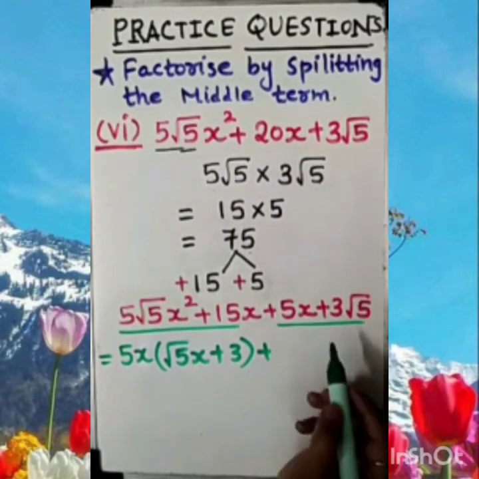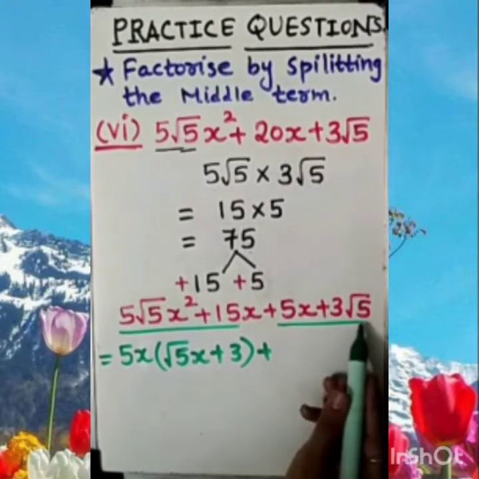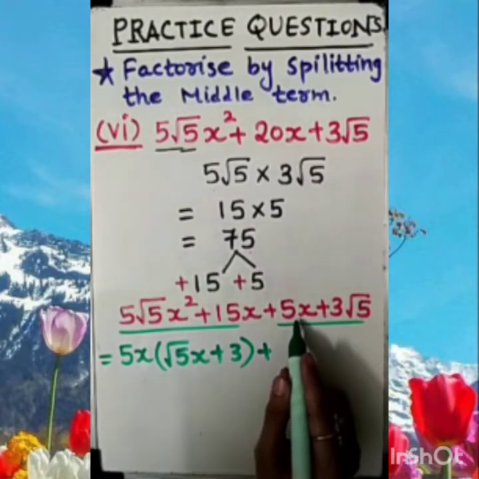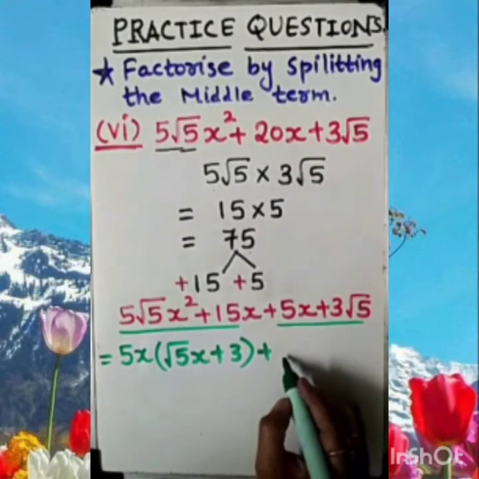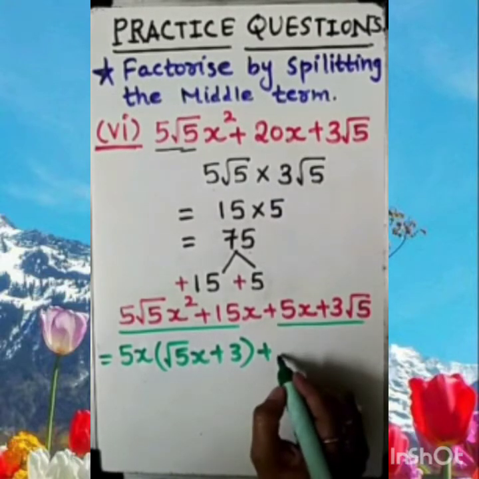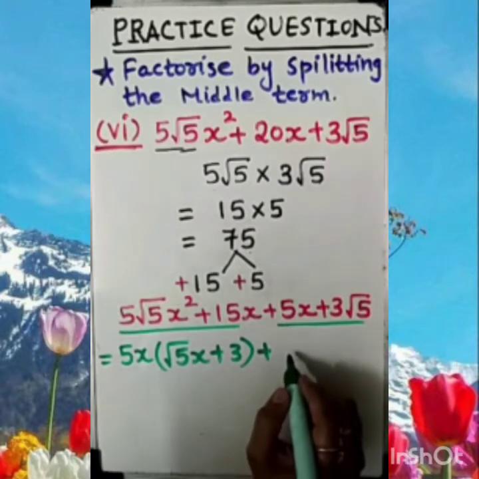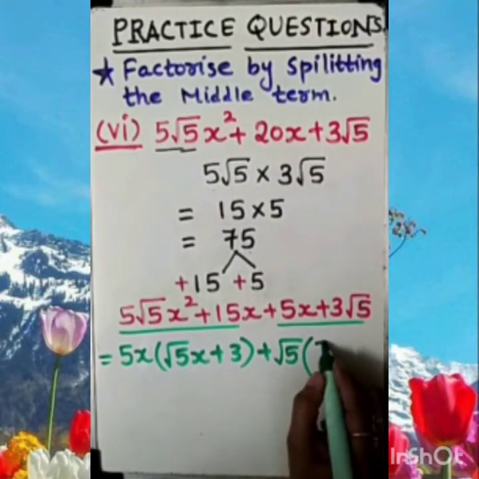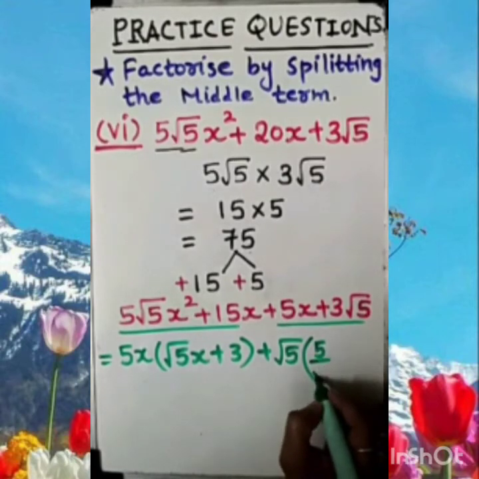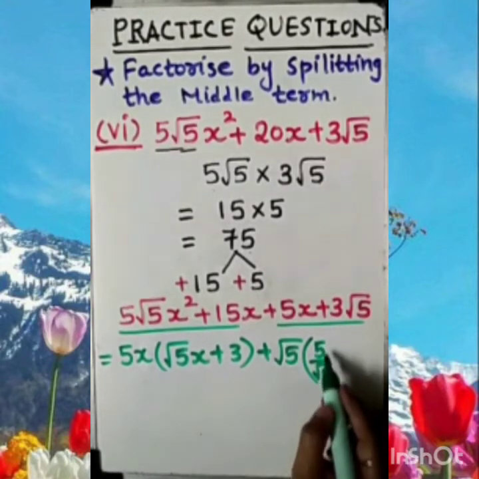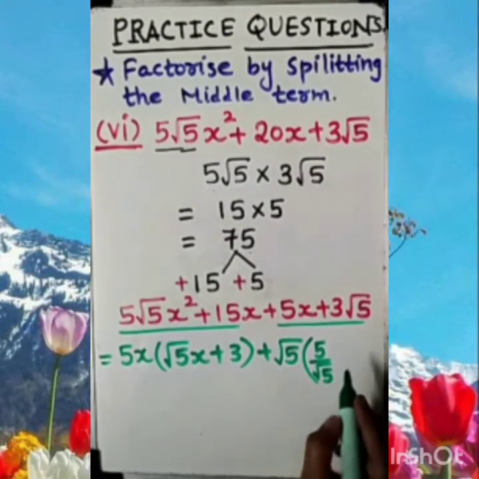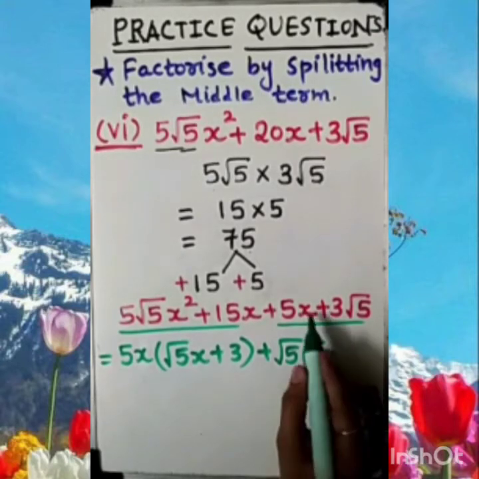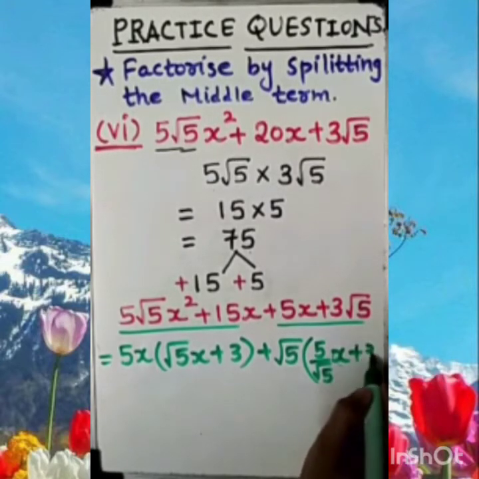From these two terms, how to take out something common? You can see, if I want root 5 here as a common, I need to take out root 5 common here. If I take out root 5, then what do I have? Here it is 5. I need to divide it by the same. 5 root 5 I am taking common. So here we need to divide by root 5 and x is already there. So let it be as it is and this plus.